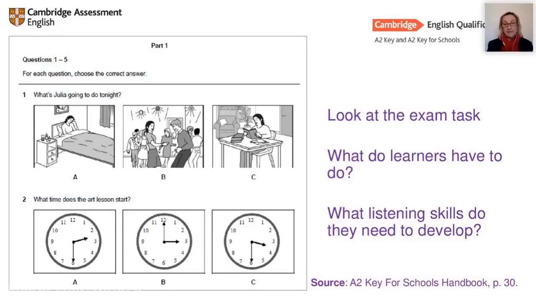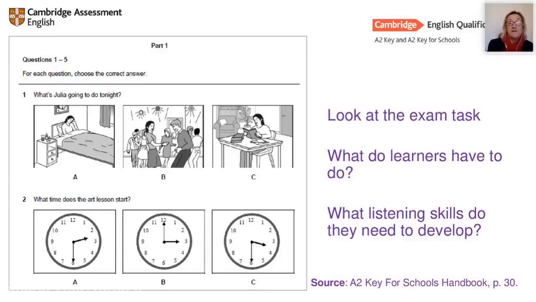So here we've got an exam task. So it's for A2, Key for Schools. Have a look at the task. What do the learners have to do? And what listening skills do they need to develop? Obviously, it's not too sophisticated. We're obviously at A2.